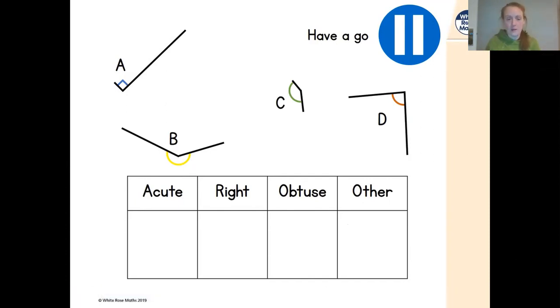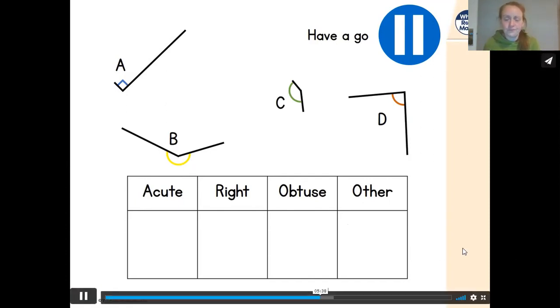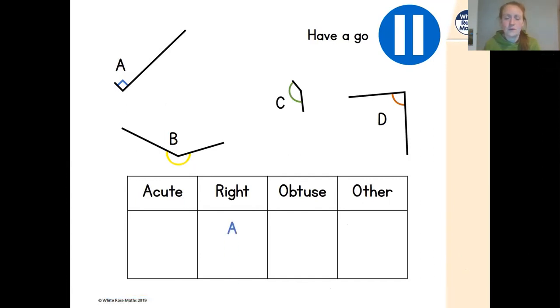Hopefully angle A was really easy because we've got the special symbol for a right angle there. So angle A is a right angle. Angle B, well, that is in fact larger than an obtuse angle, isn't it? Because we can see it's more than half a turn. So angle B is an other angle. It does have a name. We'll learn that later.